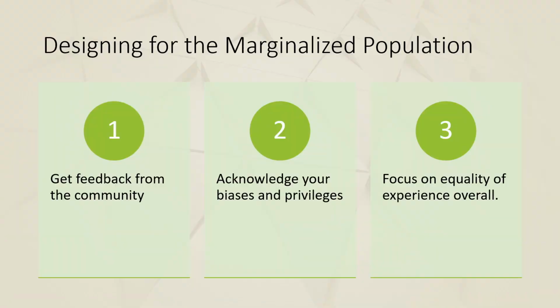When we come from a developed country like the States, like America, it's easy for us to go with our perspective and think, okay, well, they need this, they need this, they need this, and make those assumptions. That was kind of our first lesson in development work, was not assuming and really listening. When seeking to design for the marginalized population, it is important to consider three things during the research and planning stages. Get feedback from the community, acknowledge your biases and privileges, and focus on equality of experience overall.